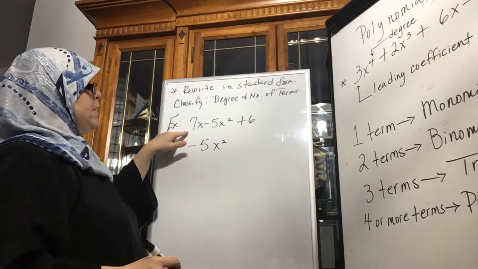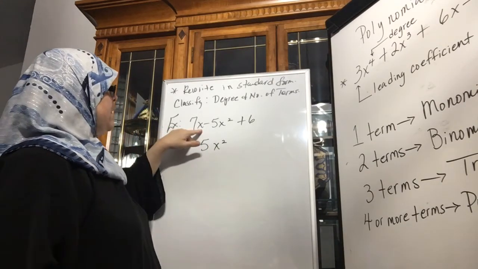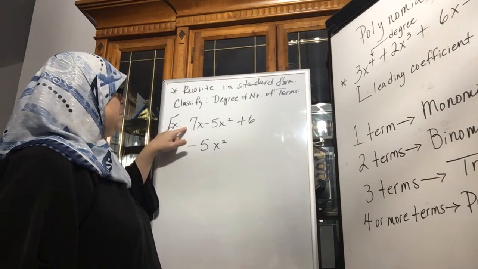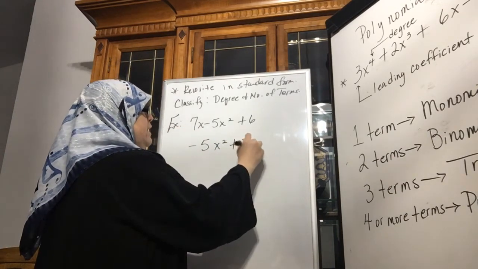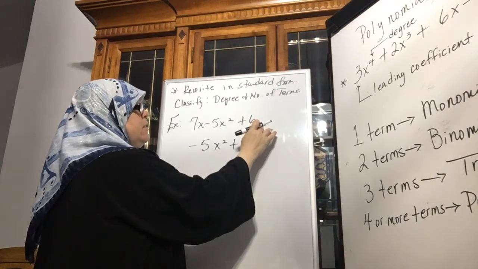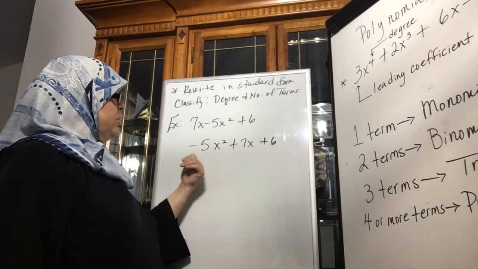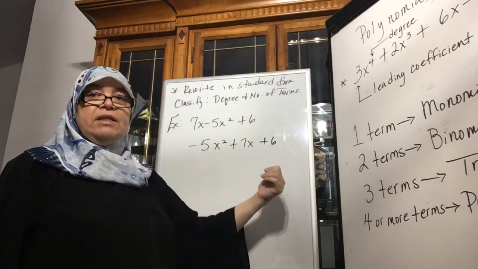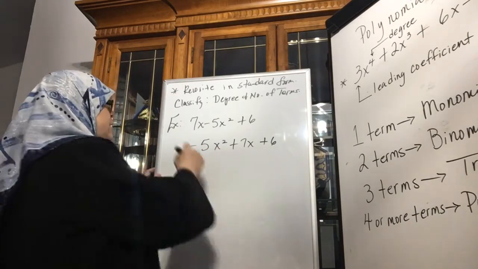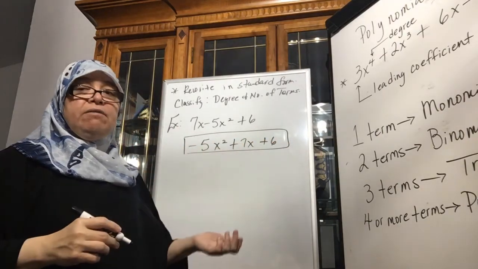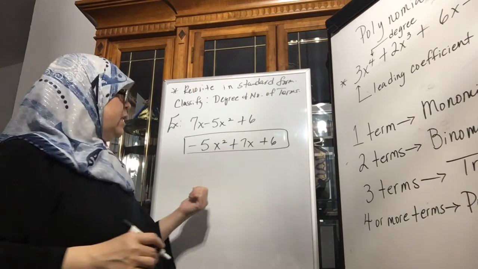The next term that has a power to it would be the x to the first, right? So this term is positive, plus 7x, and then my constant would be just plus 6, okay? So here it is, negative 5x squared plus 7x plus 6. So this is the first answer. The next answer is classified. Give it its name. What is the name to this?